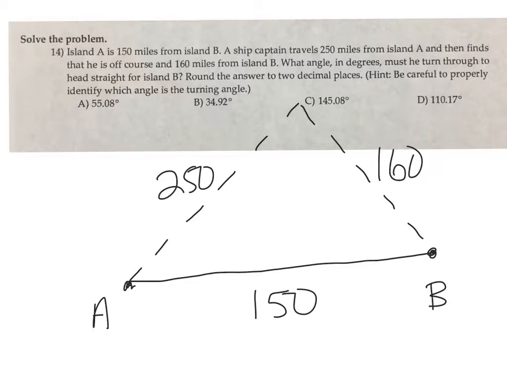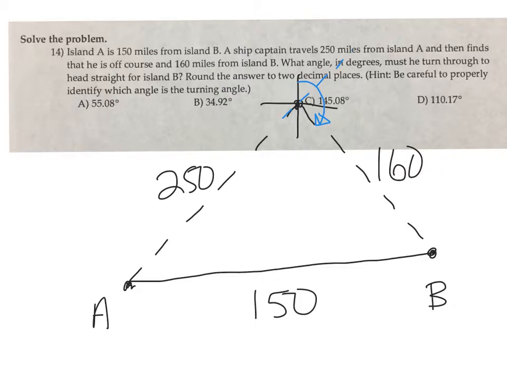So the question is, if he is right here, what angle must he turn through to head for island B? So we're going to put your compass right here, and we're going to figure out what degree he must turn in order to get there. Or potentially we have to make this one and subtract that. So let's see what it is that we have to do.